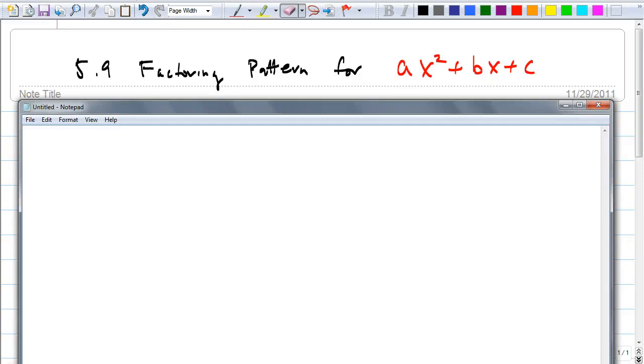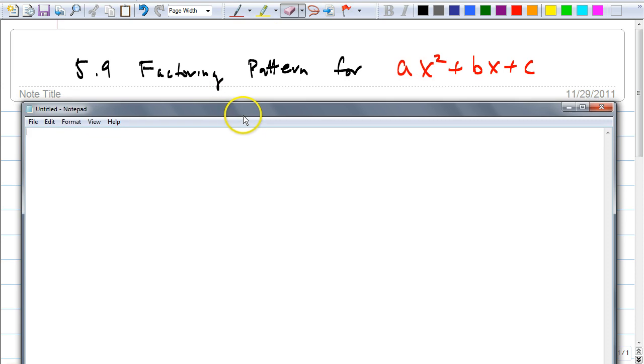Okay guys, today we're finally going to factor the form where the a isn't 1. So far we're kind of limited in terms of factoring. We had to make sure that the a was 1. Well, what if a is not 1? You know what I mean? What are we going to do? So that's what we're going to learn today.